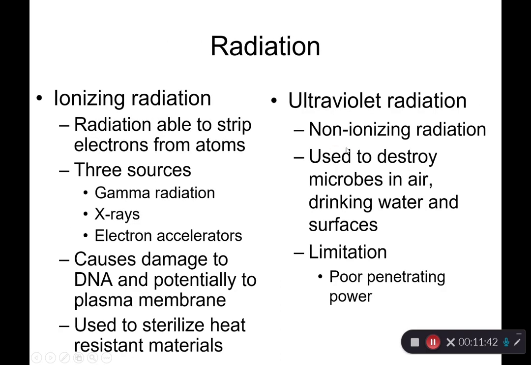The last type of physical control we're going to talk about is radiation. There are two types of radiation, and they both kill microbes, but they do it in different ways. Ionizing radiation would be things like gamma rays, X-rays, and electron accelerators. Non-ionizing radiation would be like ultraviolet light. Now, they both damage DNA, but how they damage the DNA is different.